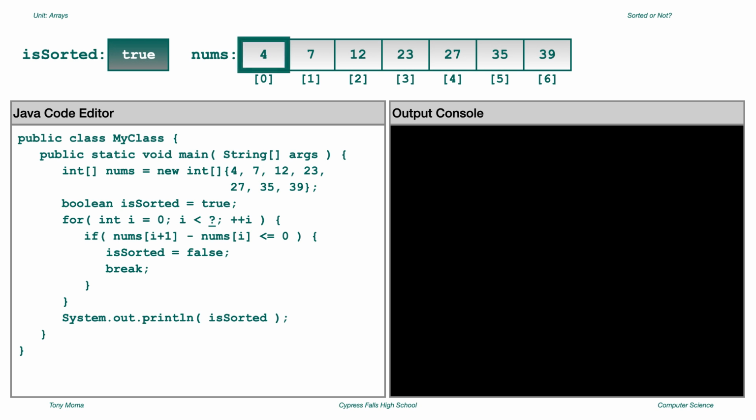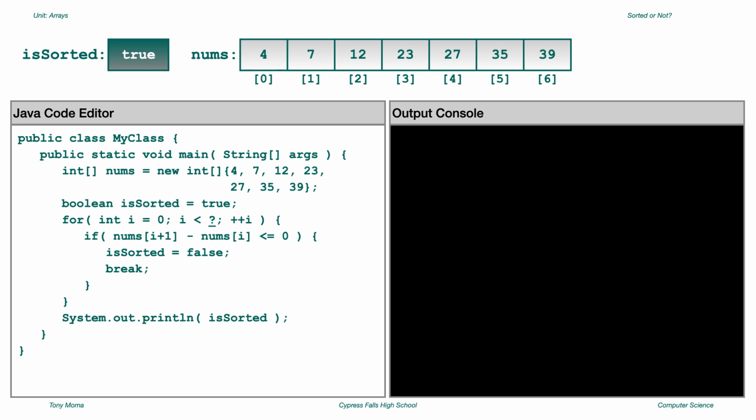We start by initializing i to 0, but as stated before, when i is 0, we're not just looking at the value at index 0, we're also looking at the value at index 0 plus 1, which is index 1. And then we're going to subtract 7 minus 4. When we do that, do we get a number less than or equal to 0? No, we do not. So we do nothing.